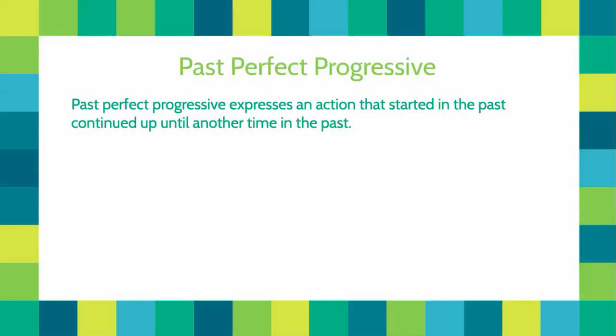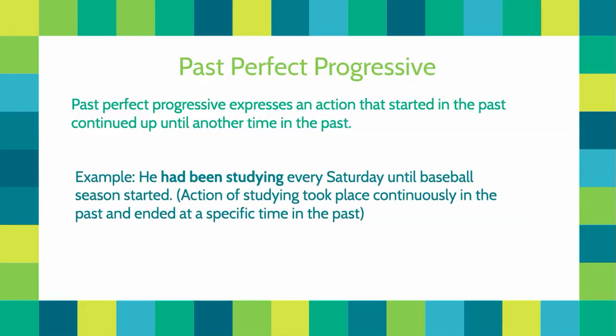Past perfect progressive expresses an action that started in the past and continued, it was ongoing up until another specific point in the past. He had been studying every Sunday until baseball season started. So he was studying ongoing, off and on, every Saturday. But then once baseball season started, that specific thing that happened also in the past, it ended the progressive act.